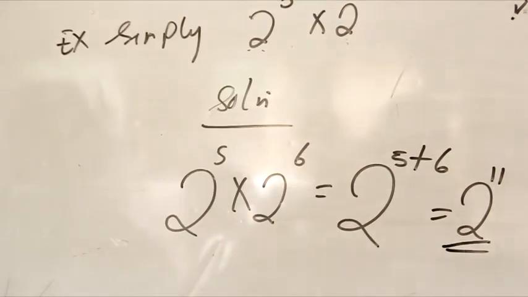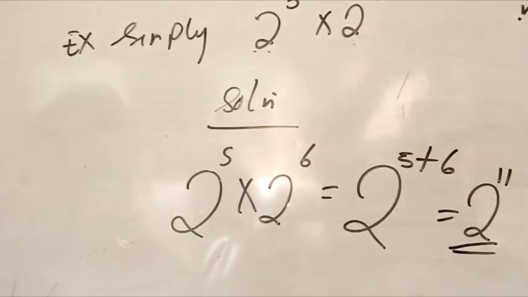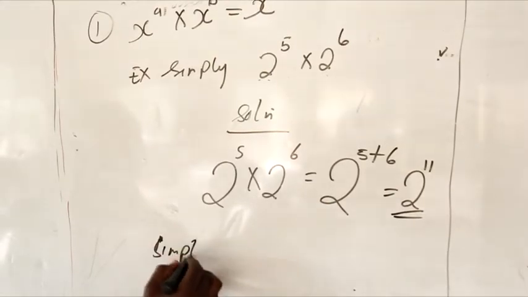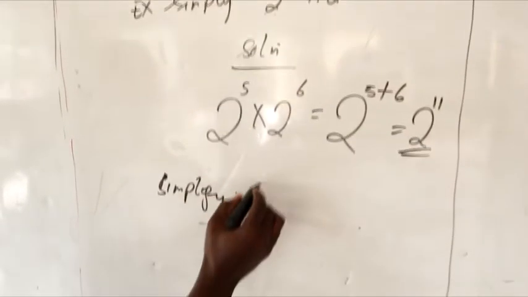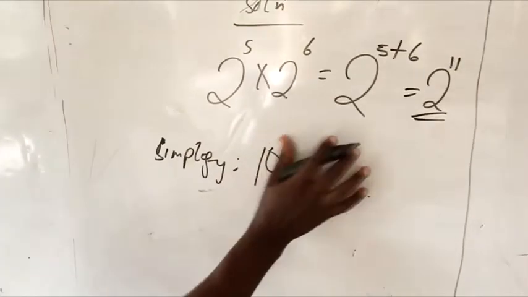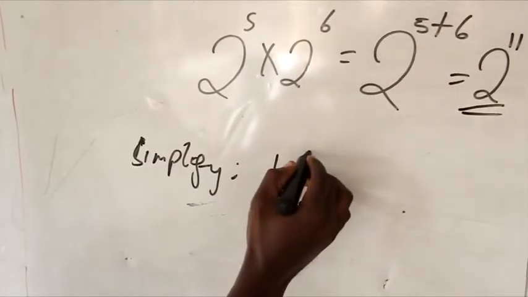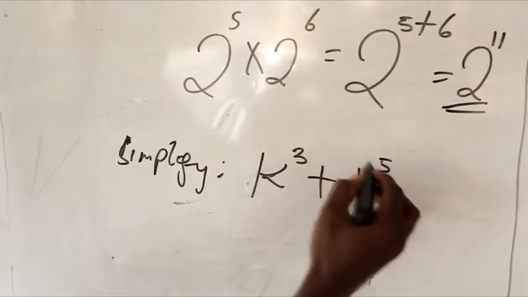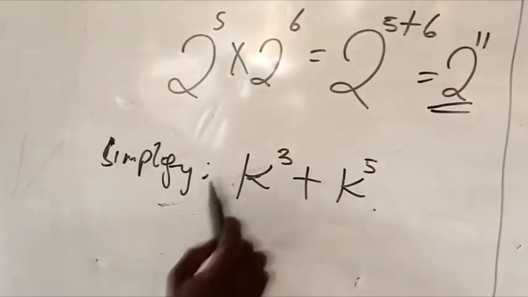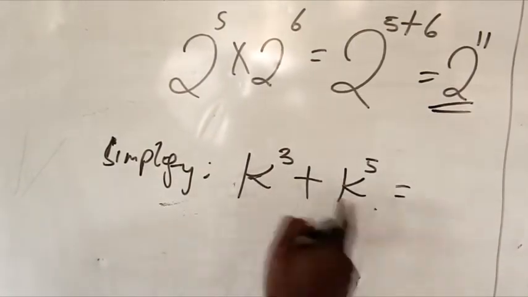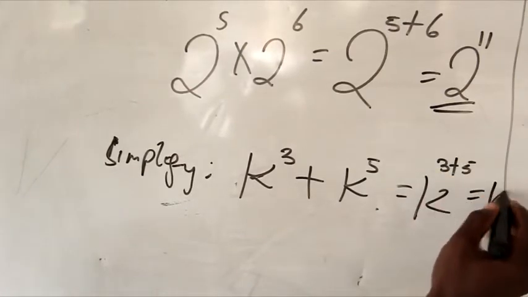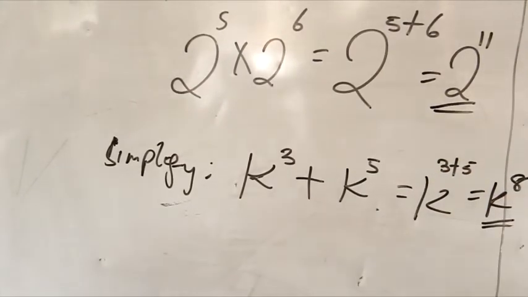Let's take another one in case you have something like this. Again, they say simplify k raised to the power of 3 times k raised to the power of 5. Again, they are the same k. We just have to add the powers. The k stays k, 3 plus 5. This is k raised to the power of 8. We stop there. So that is how the first law works.